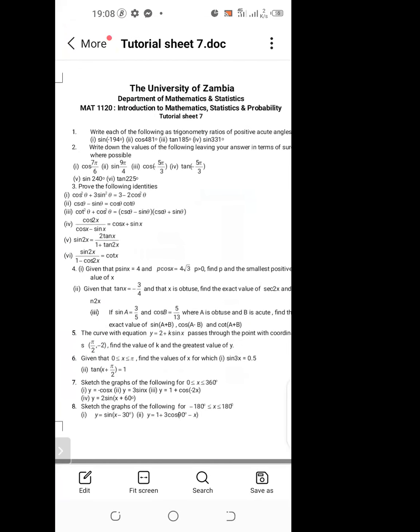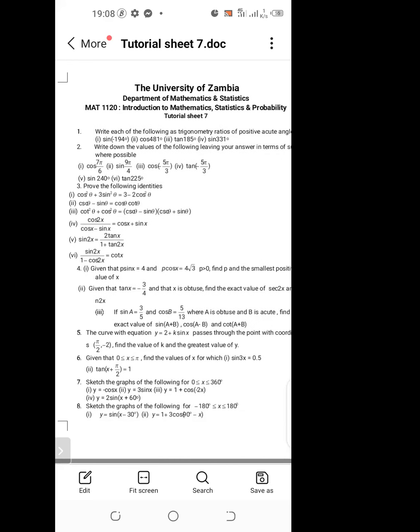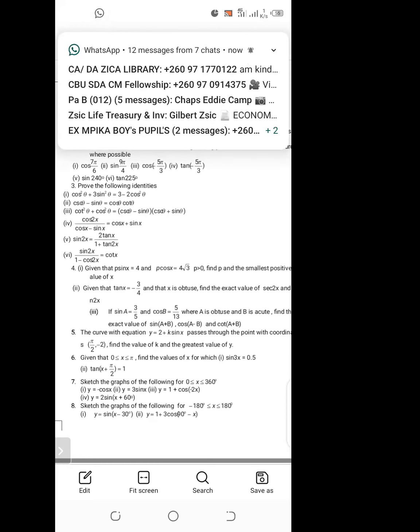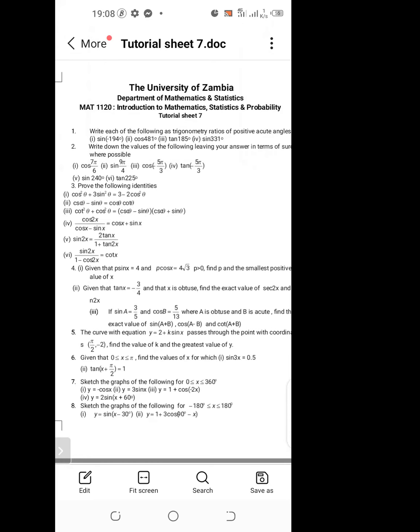We're going to start from question 1, which reads, write each of the following as trigonometric ratios of positive acute angles. So you have acute angles, angles less than 90 degrees there. So you can look at the first one, we have sine.